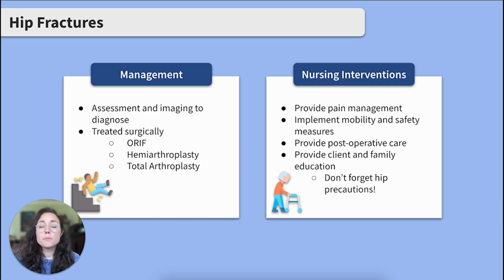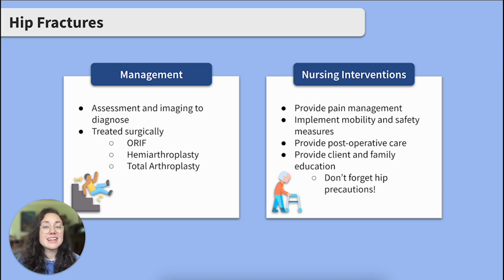As a nurse, we will provide care depending on where we meet the client, so the emergency department, pre-op, OR, post-op, or rehab. However, some interventions will be common for some or all of the client's healing process. These include pain management, assessing pain regularly and treating per provider orders, implementing mobility and safety measures, providing assistance with ambulation, providing ambulatory aids, implementing fall precautions.